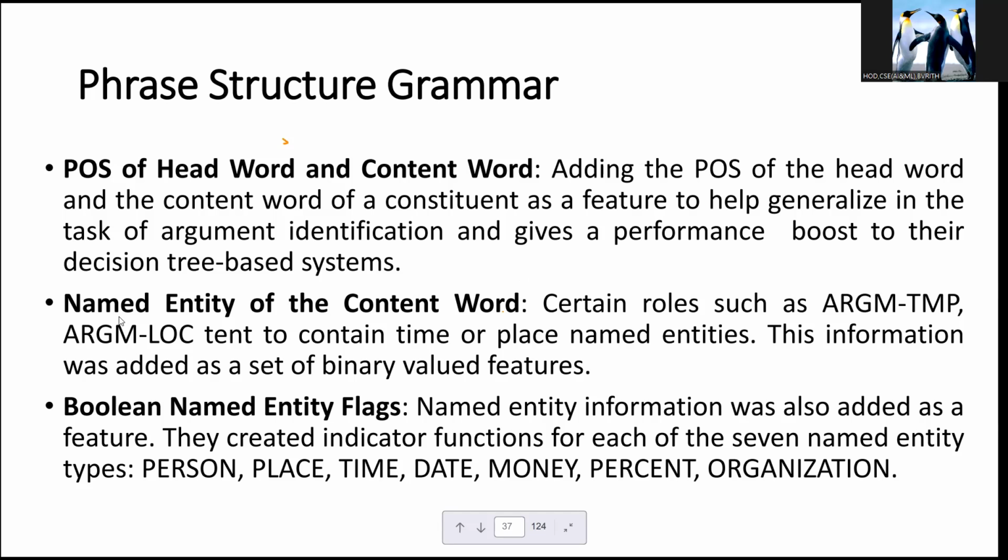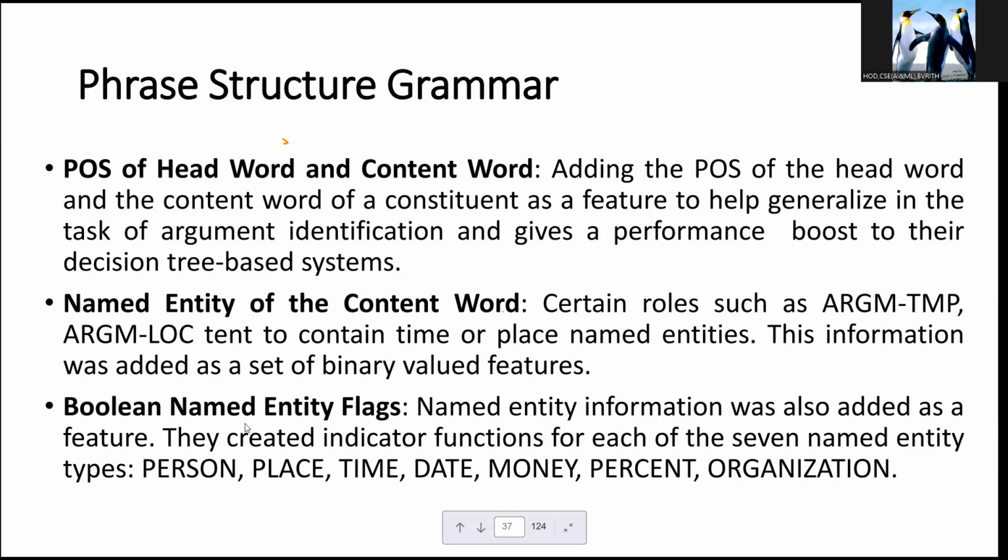Okay, another thing is named entity of the content word. So how can we define our particular content word which gives us the named entity? Say for example, if your content word is related to a particular argument type, the argument type can be a temporal argument or locative argument. So based on the type of a word, that is, based on the context or domain of the word, we can create our phrase structure grammars, which also gives us more information or a more accurate phrase structure grammar.